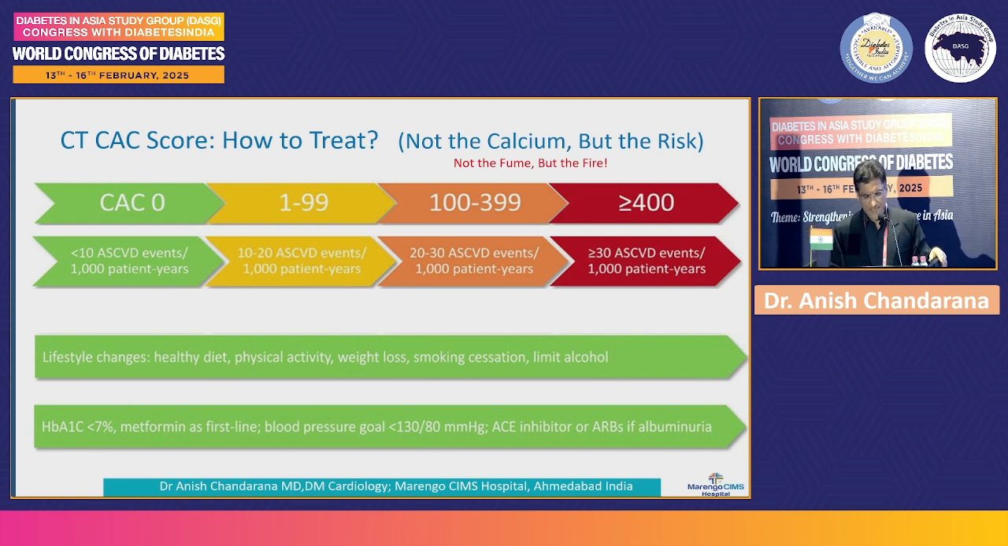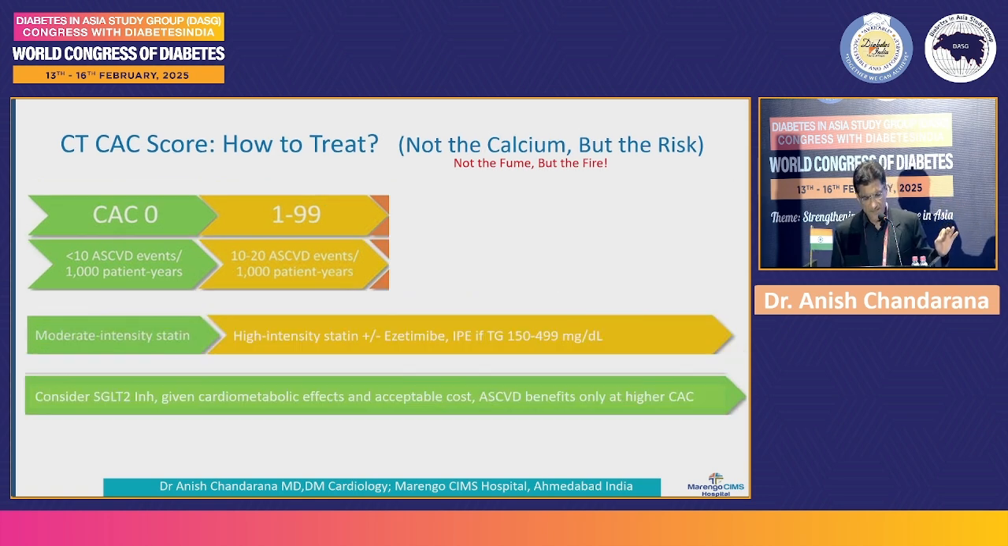So every person with diabetes should be asked for lifestyle changes, glycated hemoglobin to be well controlled, metformin to be used, blood pressure to be controlled to less than 130/80. So every patient of diabetes does need this. But now the magic is, if your calcium score is 0, your future risk of cardiovascular disease for at least next 5 years is quite low. So that's where moderate intensity statin is good enough. You do not adopt any other preventive strategy in these patients.